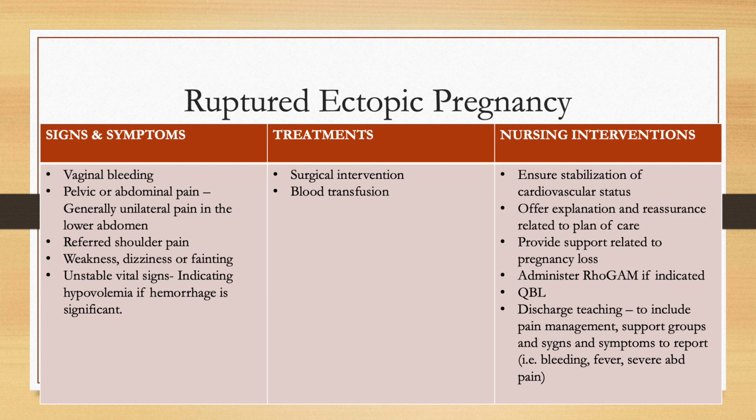Obviously, if they're bleeding internally, you're going to find weakness, dizziness, or fainting. If bleeding progresses and we're not able to control it, you can eventually develop unstable vital signs, which are indicative of hypovolemia. Again, if hemorrhage is significant.